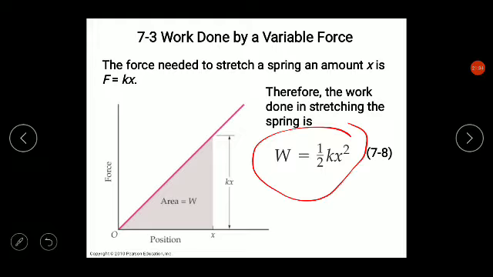Work is equal to 1/2 kx squared. There is actually a derivation of this, but I have a hard time writing this on this small screen. Anyways, this is the work done in stretching a spring or a rubber band. If you can still remember the concept of Hooke's law, you have Hooke's law that is equal to kx.